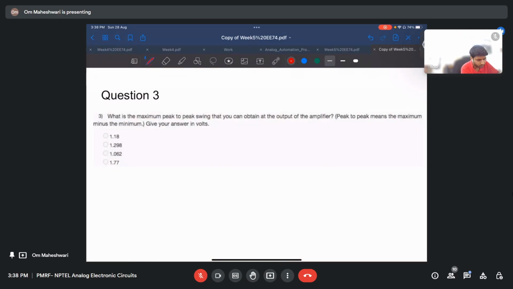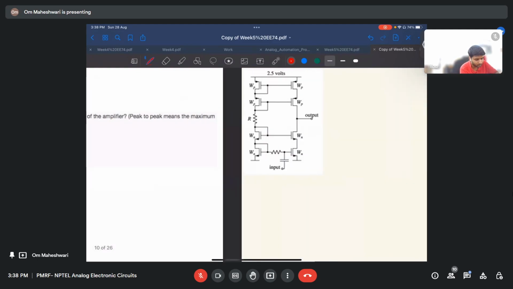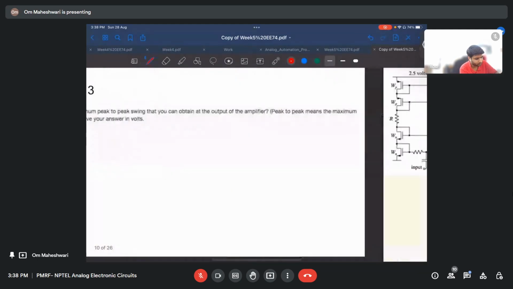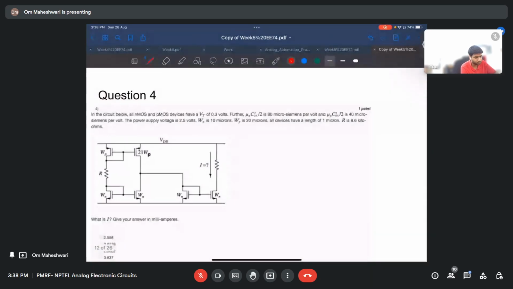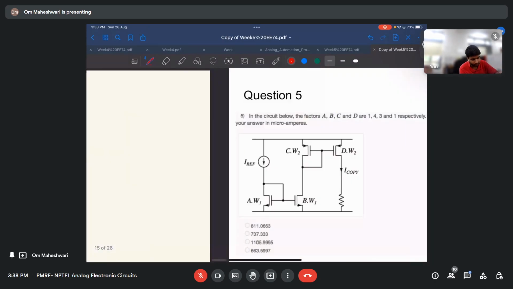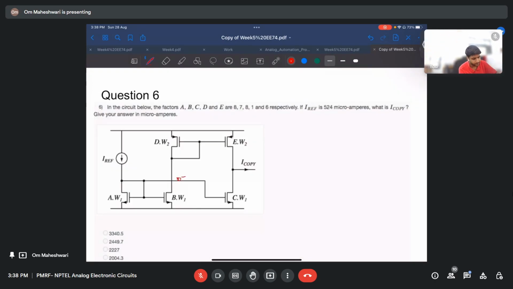Question 3, I'll solve it later because it's very conceptual. Let's say, I'll solve some important questions. We have less time. We'll do the important ones first. Let's solve question 6 first. Then we'll come back to 4 and 3. Okay.